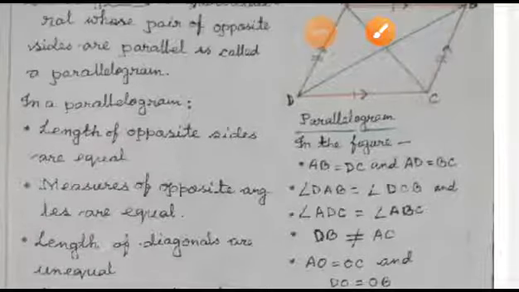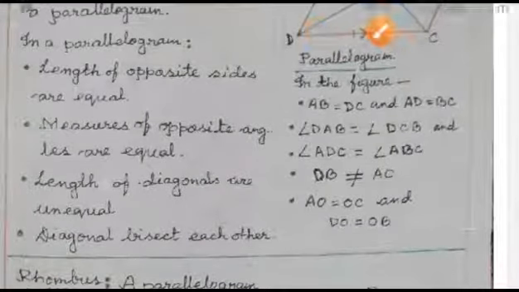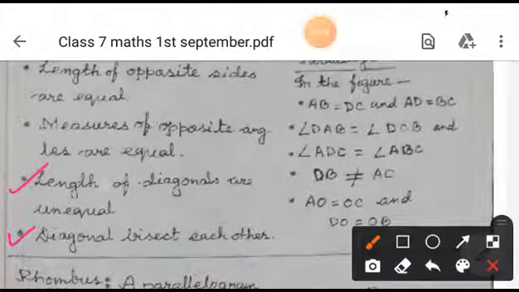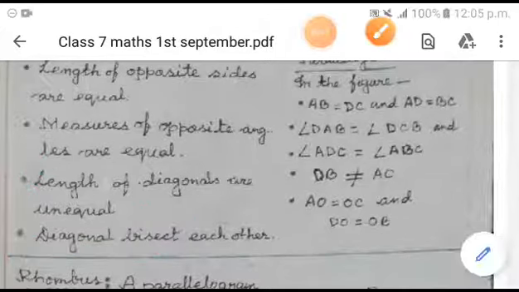So we have studied that the measures or the lengths of the diagonals are unequal, right? Next is diagonals bisect each other. Now what do we mean by bisects each other? Bisecting each other means they are cutting each other or dividing each other into two equal halves.